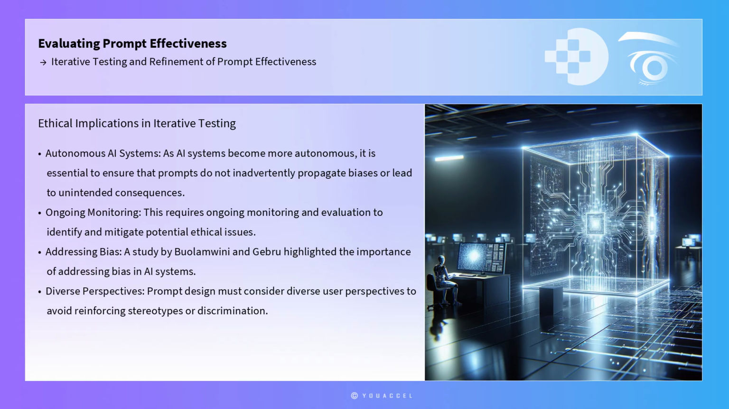Another critical aspect of iterative testing and refinement is the consideration of ethical implications. As AI systems become more autonomous, it is essential to ensure that prompts do not inadvertently propagate biases or lead to unintended consequences. This requires ongoing monitoring and evaluation to identify and mitigate potential ethical issues. For instance, a study by Buolamwini and Gebru highlighted the importance of addressing bias in AI systems, emphasizing that prompt design must consider diverse user perspectives to avoid reinforcing stereotypes or discrimination.